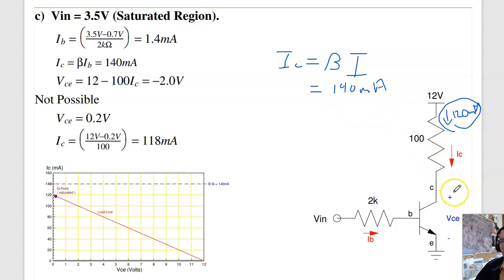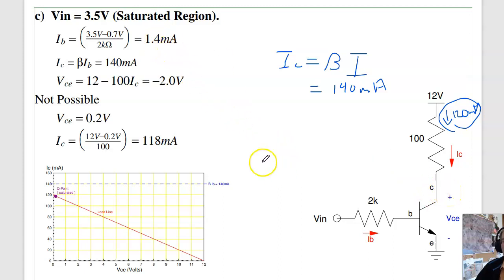To get 140 milliamps, VC actually goes negative. I can't go negative because if I did, I would be producing energy, and a piece of silicon can't do that. I can't even quite get to zero. So in that case, I saturate. VCE gets saturated at about 0.2 volts.